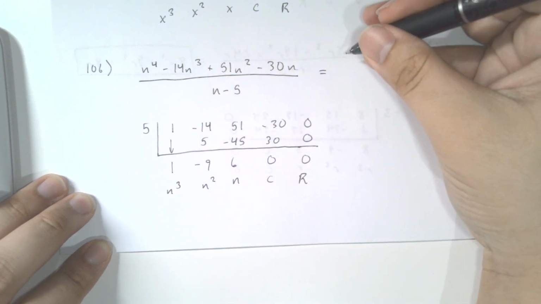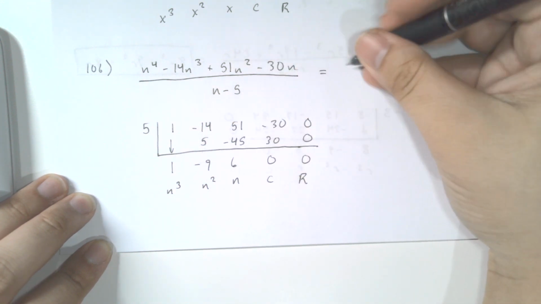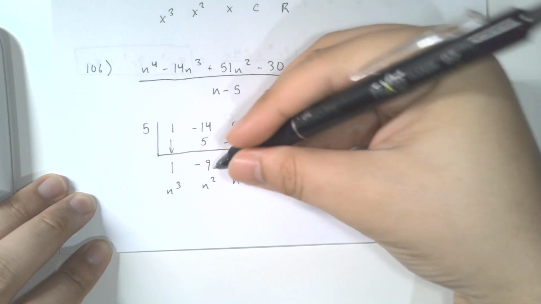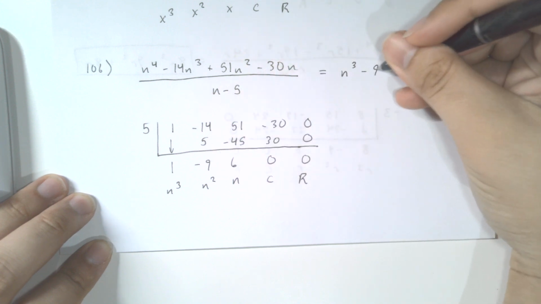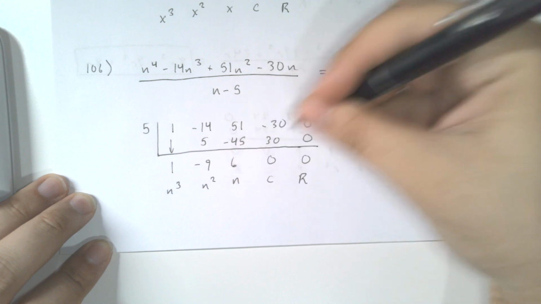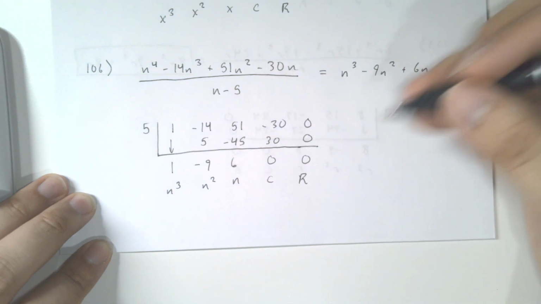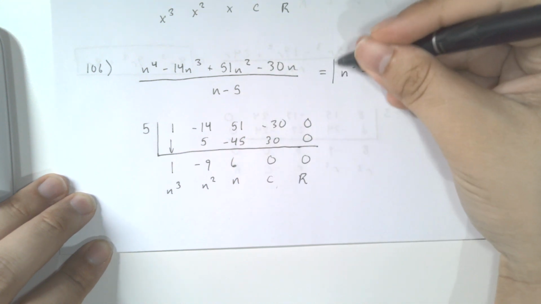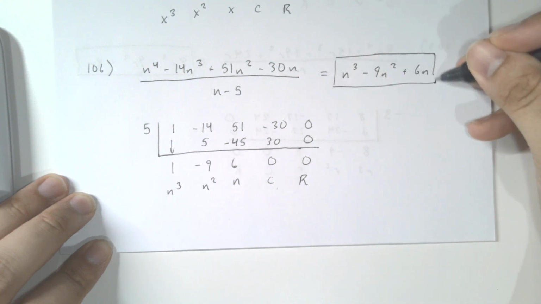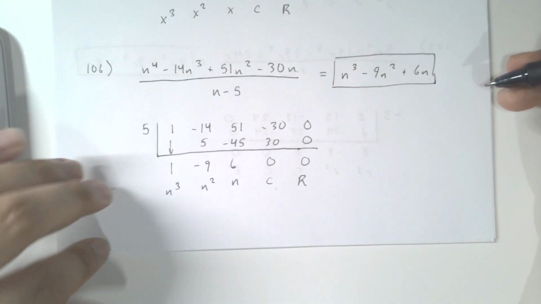So interpreting our answer, we have 1 n cubed, minus 9n squared, plus 6n, no constant and no remainder. So this is our final answer.